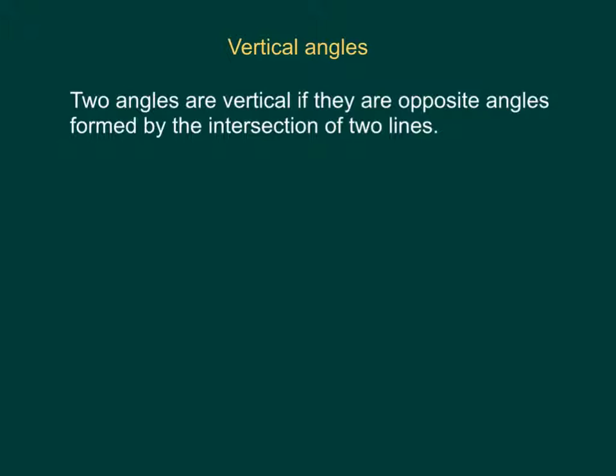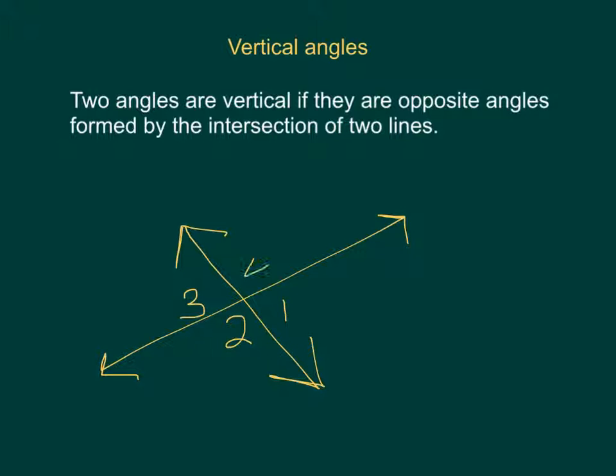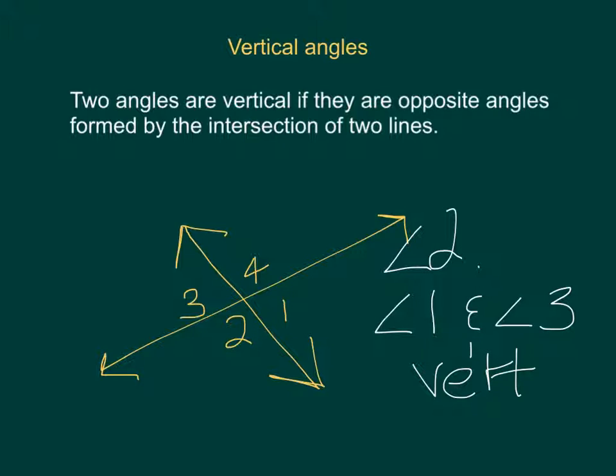We identify two angles as vertical angles if they are opposite angles formed by the intersection of two lines. So for example, if we have this line and this line, we have our angles labeled, we would say that 1 and 3 are vertical angles, and so are 2 and 4. So the angles that are opposite of each other when they are formed by two intersecting lines.